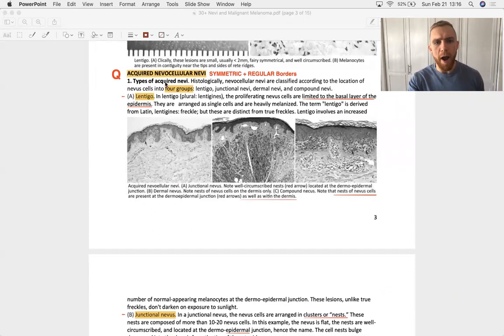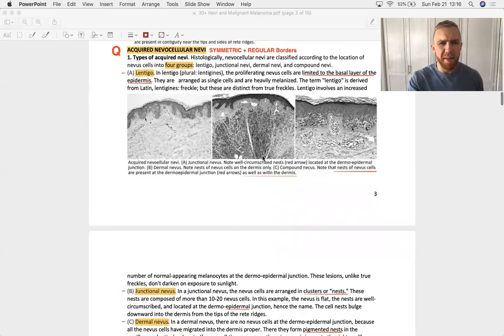Let's talk about acquired benign nevi. These are going to be symmetric, and these are going to have regular, well-circumscribed borders. These are two features that set them apart from melanomas, which remember are asymmetric and can have blurring of their margins. So the four types of acquired nevi are lentigo, and that just means basically biconvex in shape. I'm thinking like lentils.